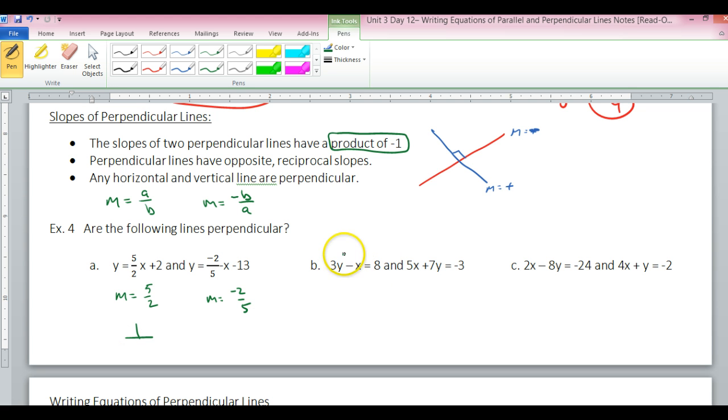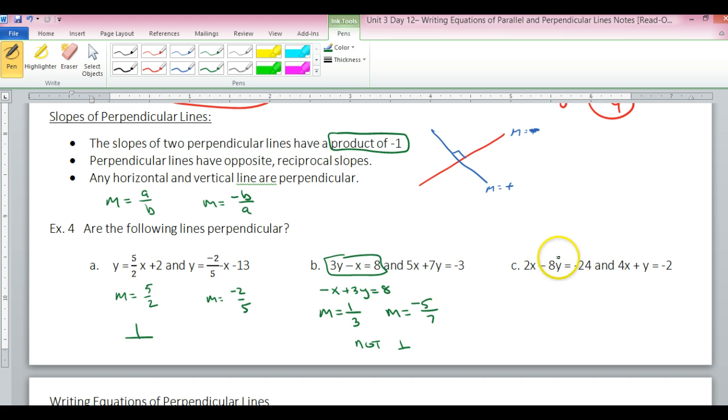If I take this equation and I rewrite it, such as negative x plus 3y equals 8. If I look at the slope of this, the opposite of a is 1 over b is 3. My second one, I look, the opposite of a is negative 5 over b is 7. I get negative 5/7. They are opposites of each other, but they're clearly not reciprocals, so these are not perpendicular.